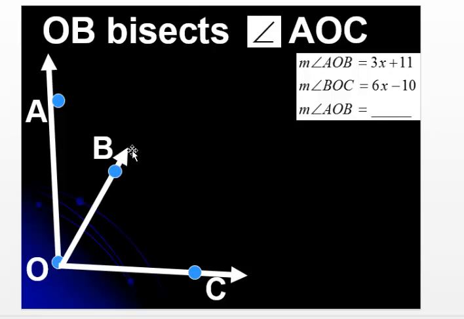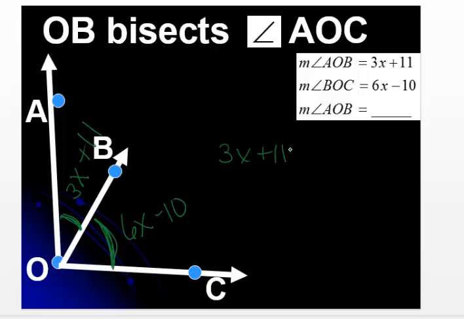Again, we have an angle bisector. Even if they don't look to be bisecting each other, because the instructions say that they are a bisector, we have to believe that to be true. So that means that AOB and BOC are congruent. So if I'm given x values for those, so this is 3x plus 11, and this one is 6x minus 10, I can set this equation up so that they are equal to each other because I know that an angle bisector makes two equal angles.